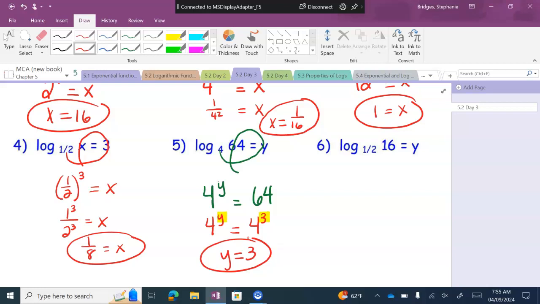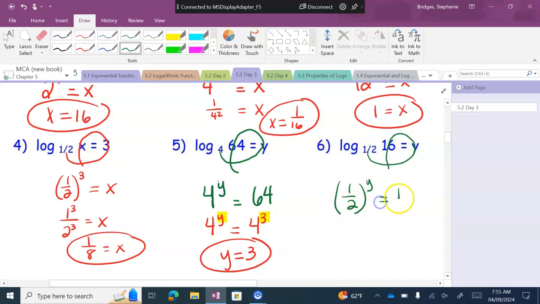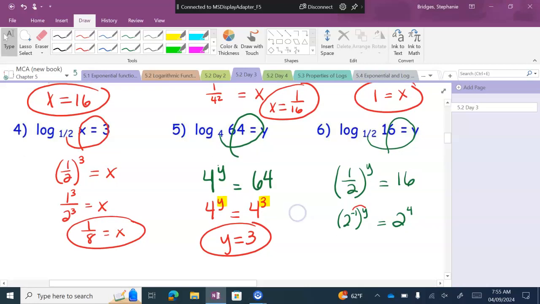Taking it to exponential. 1/2 to the y power equals 16. How did I rewrite 1/2 as the power of 2 yesterday? 2 to the -1, yep. And then 16 is 2 to what power? 4th. Okay. Now keep in mind, we multiply those two little exponents, so that becomes 2 to the -y equals 2 to the 4th.